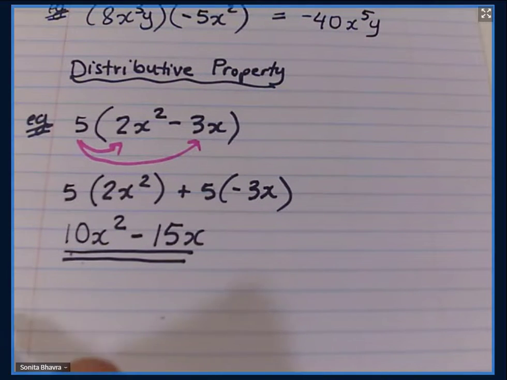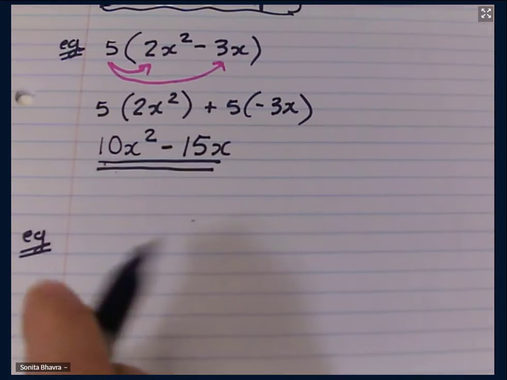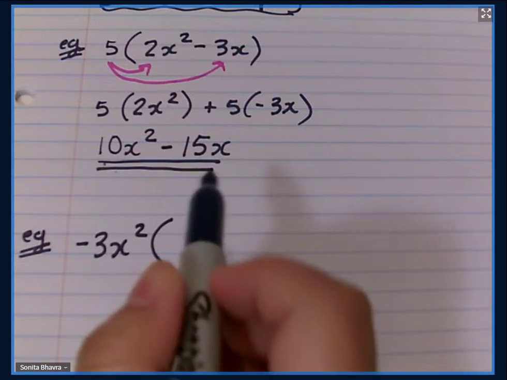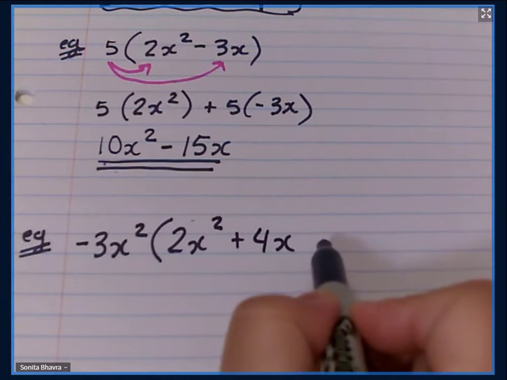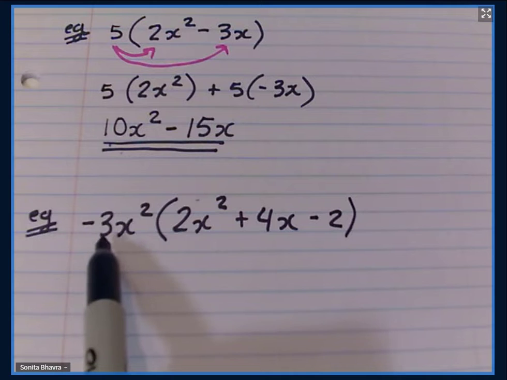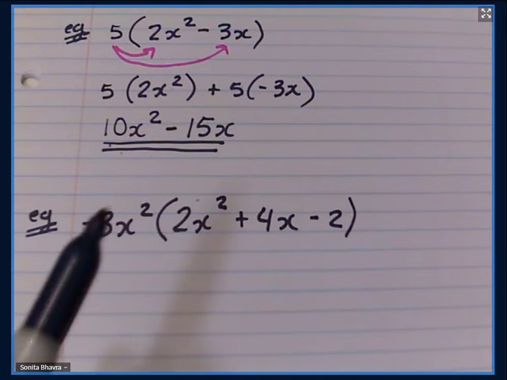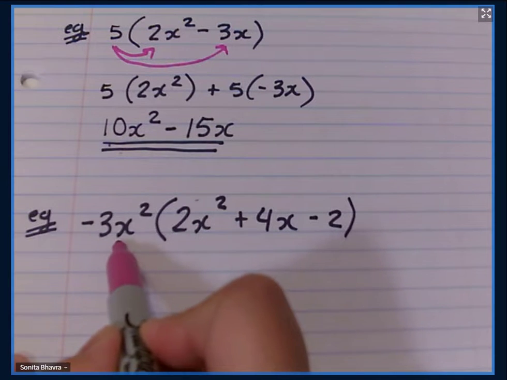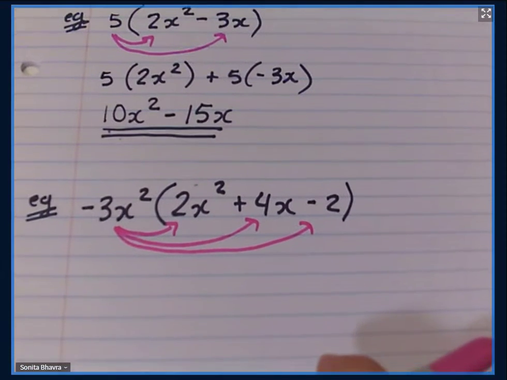Okay, let's take a look at our second example. We have negative 3x squared, and it's on the outside of the bracket. Inside we have 2x squared plus 4x minus 2. So again, it's a monomial, and it's multiplying everything inside this bracket. Inside the bracket we have a trinomial. So using the method we had before, we know that we have to multiply this by everything inside of the bracket.